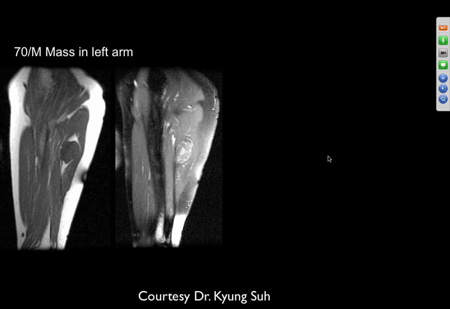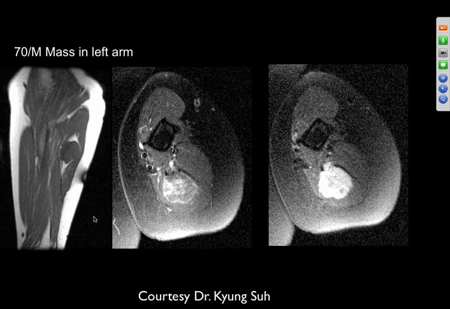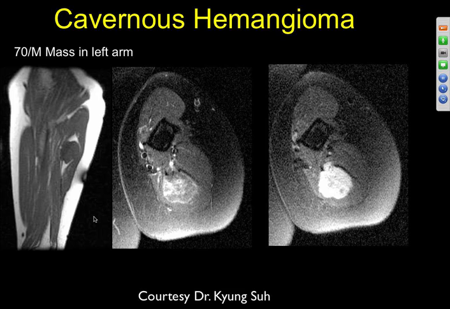So it's kind of a round soft tissue mass within the triceps muscle, and it also has a split fat sign and remains hypointense. It's hypointense on the fat side. Okay, this turned out to be a cavernous hemangioma.